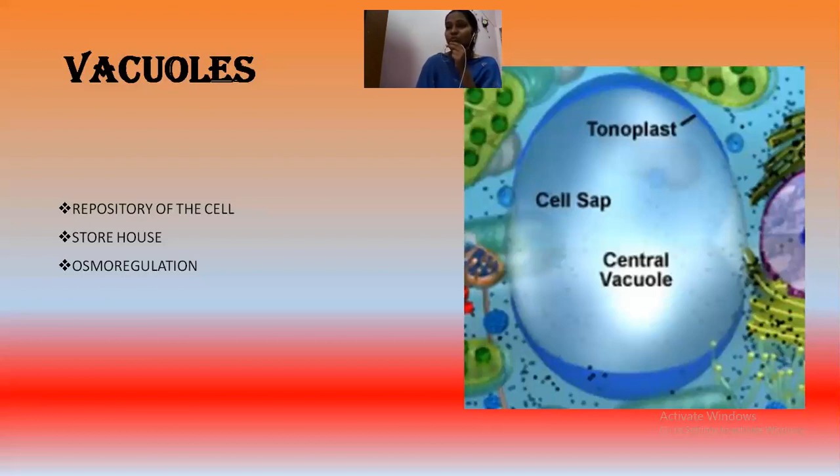Along with the storage of various substances, there is one special function associated with the vacuole. The vacuole is also useful to conduct osmoregulation, which means it maintains water balance inside the cell. So osmoregulation is also one of the important functions of plant vacuoles. Okay, let us see the next cell organelle.